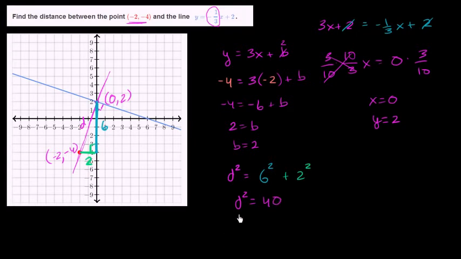And now, let's see, 40, so the distance squared, or I should say the distance, is equal to the square root of 40. Square root of 40 is the same thing as the square root of 4 times 10. So if we factor out the 4, it's square root of 4 times square root of 10. 2 is the square root of 4. So the distance is equal to 2 square roots of 10. And we're done.